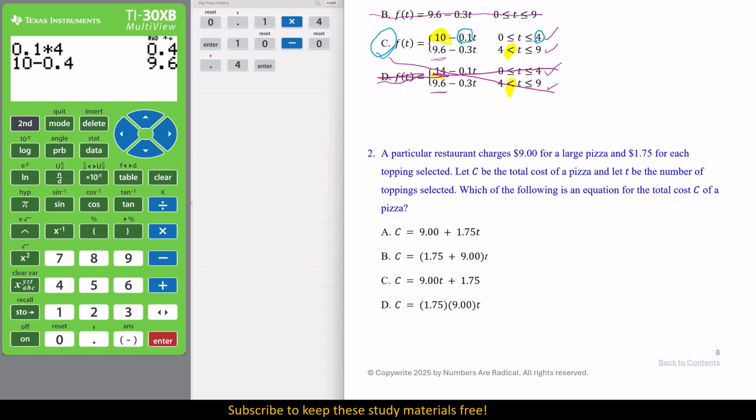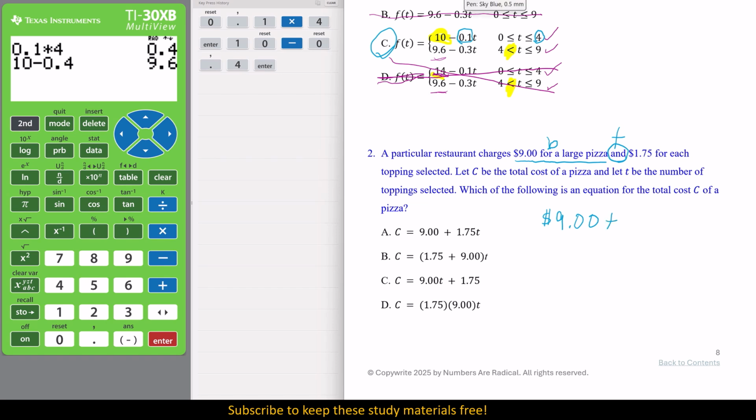Okay, don't be misled with this one. Notice that our $9 is just what you're going to pay for any pizza. So that's like a starting fee. So we're going to call that a B value. You're going to start with $9. Everybody has to pay $9. And then it has the word "and." So that's going to be our plus.